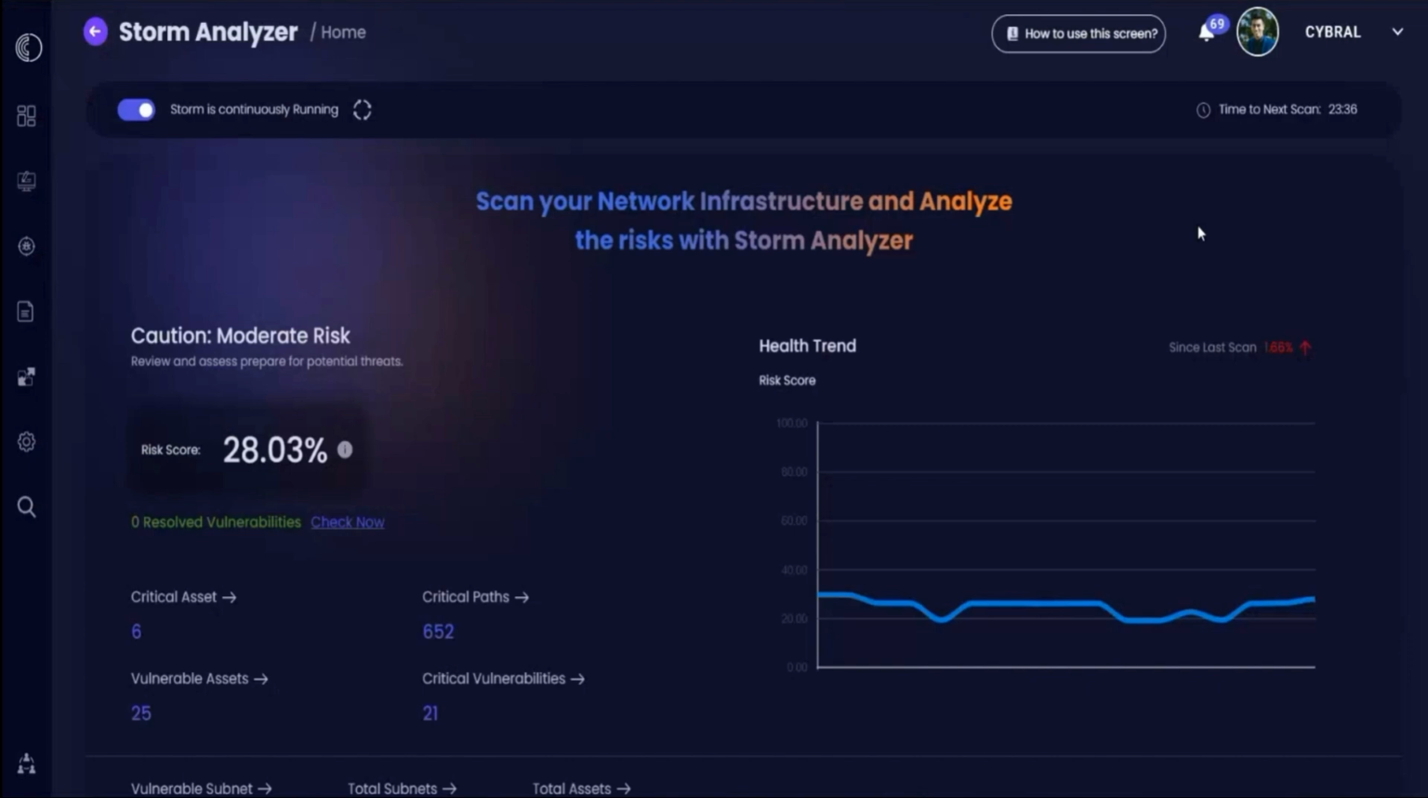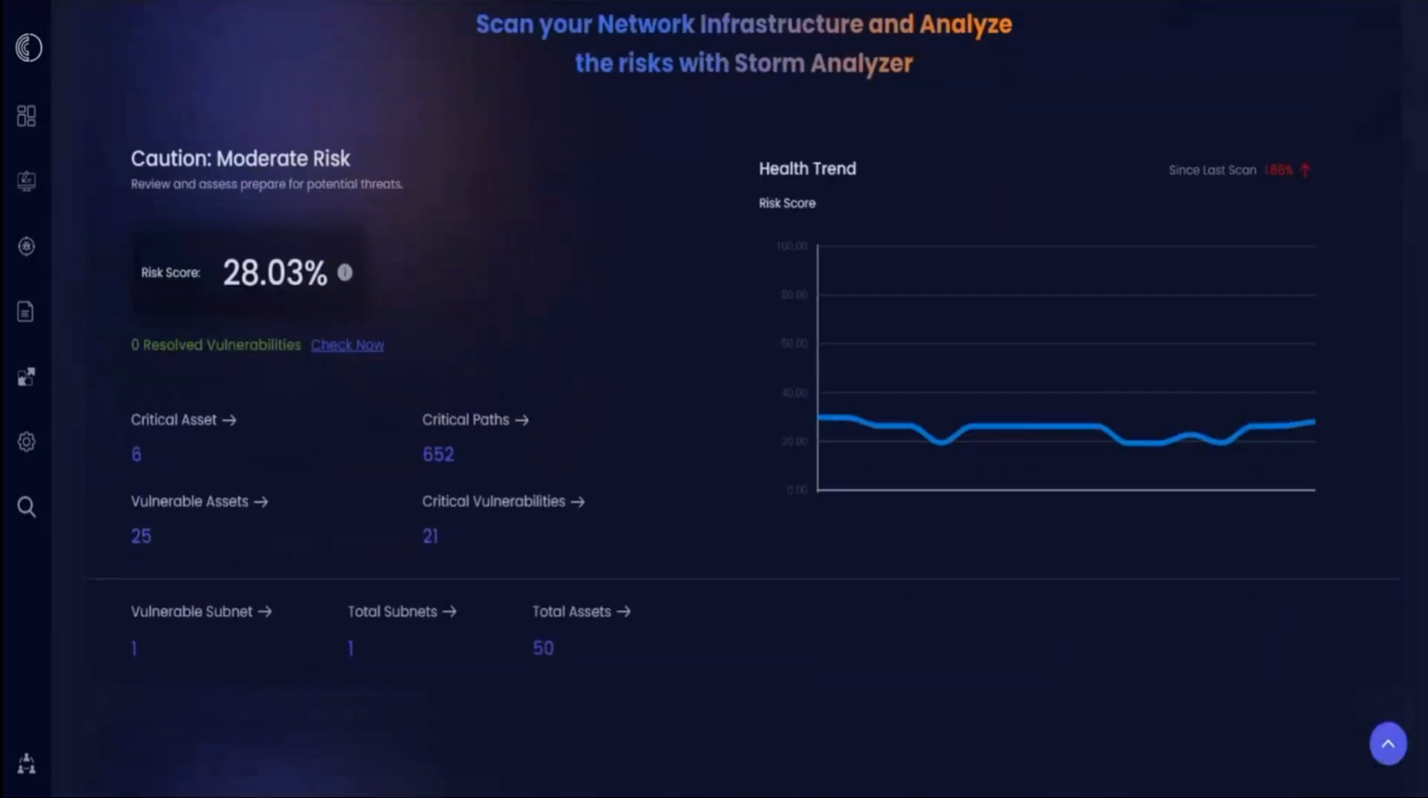The first page a customer sees upon entering the CyberStorm Analyzer serves as a summary of the various findings. This page provides an overview of the different stages of analysis, including scanning results, analysis results, and AI-driven insights. The primary element displayed on the homepage is the organization's current risk score, along with a health trend indicating whether the risk score is increasing or decreasing over time.